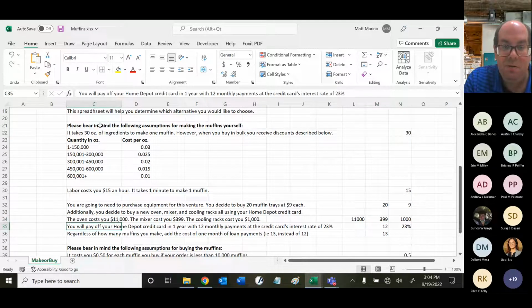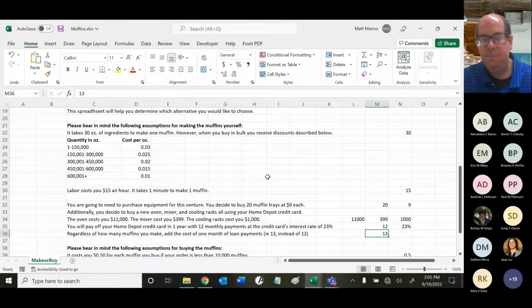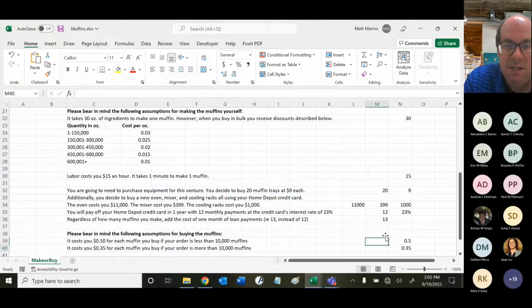You'll pay off the Home Depot card in 1 year with 12 monthly payments at the credit card's interest rate of 23%. So 12 and 23 here. However, I say regardless of how many muffins you make, add the cost of 1 month of loan payments, i.e. 13 instead of 12. Just to be cute, because it's muffins, I did a baker's dozen, which is 13. So you notice 13 is in that cell.